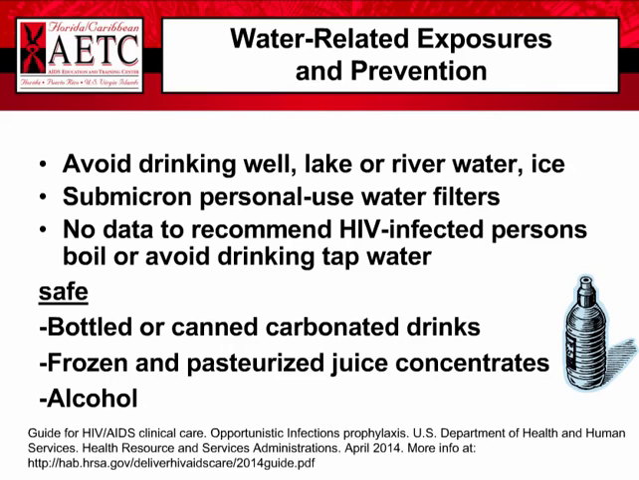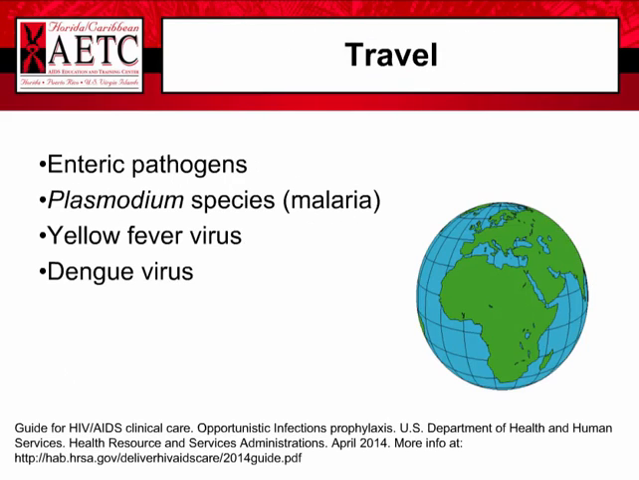Also, if they're having ice in their drinks, the water should be from a trusted source. The use of submicron personal use water filters may be beneficial, but there is no data to recommend that HIV patients actually boil their water or avoid drinking any tap water. Things that are considered safe would be bottled or canned carbonated drinks, frozen and pasteurized juice concentrates, as well as alcohol. So the last on our list of exposures here is travel.